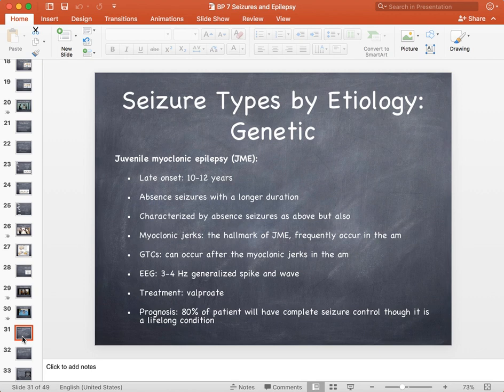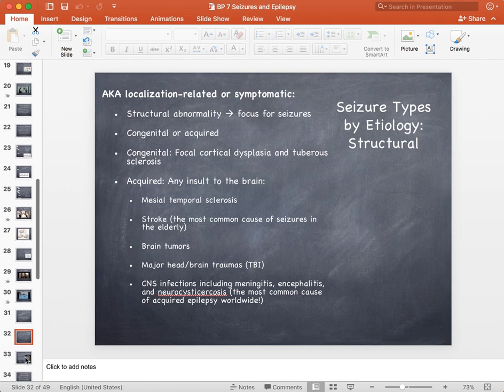The EEG is very similar, so it's 3 to 4 hertz generalized spike and wave, almost the same. Treatment is valproate in this case, but that's the answer. So before it was ethosuximide, now just put valproate in your memory bank. And here again, prognosis will come up, and again it's quite good. 80% of patients are going to have complete seizure control, but do remember this is a lifelong condition, so this doesn't go away like the majority of absence seizures. The patient's going to have this for life.